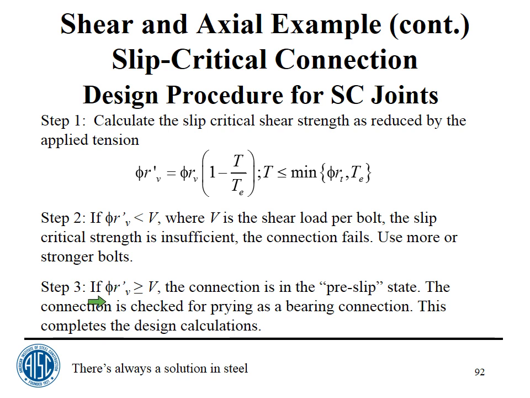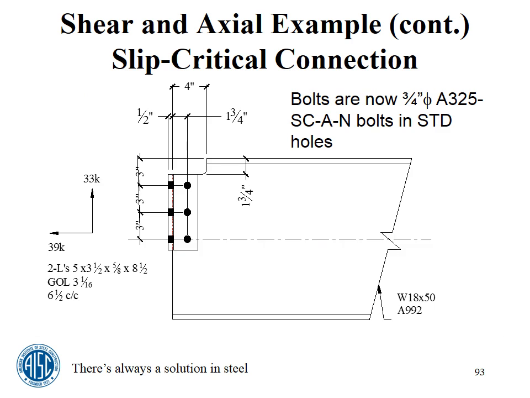If the design shear strength is greater than the required shear strength, the connection is in the pre-slip state. The connection is checked for prying as a bearing connection. This completes the design calculations. Let's look at an example.